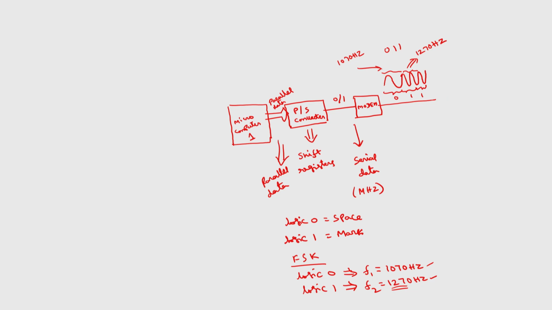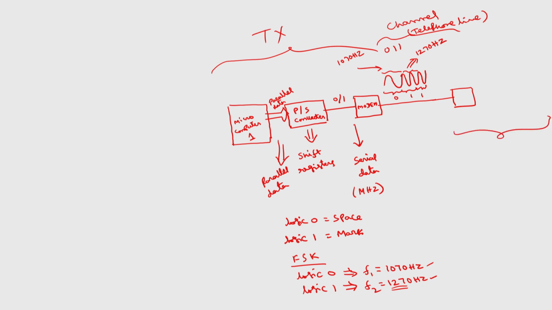Now, this will be connected to another modem at the receiver. This is the transmitter part. From here to here is the transmitter and this is the channel. The channel will be a telephone line. Because now the frequencies are in audio range, we can transmit over the telephone lines. Now from here to here is the receiver.